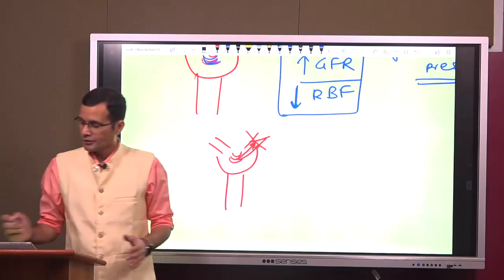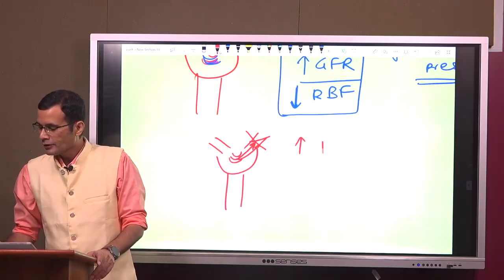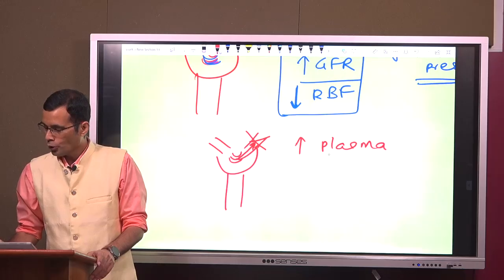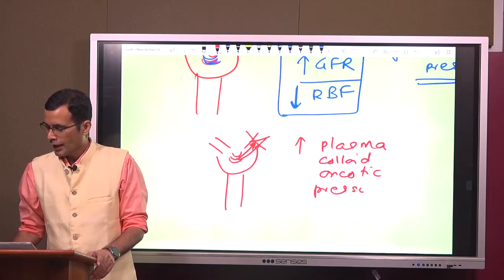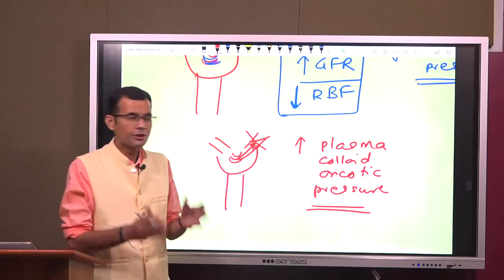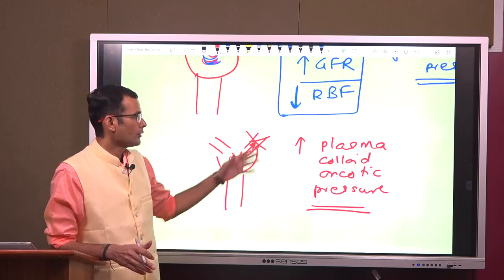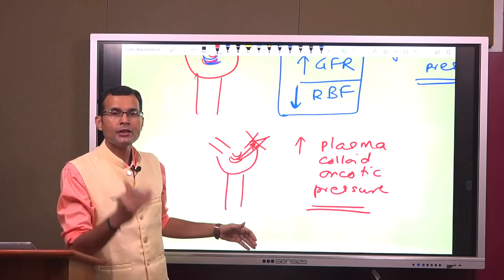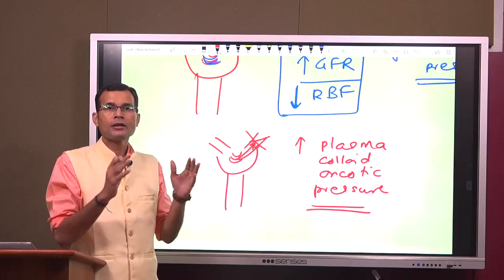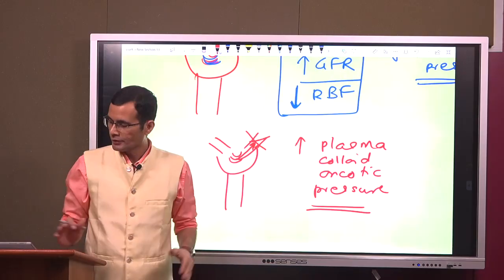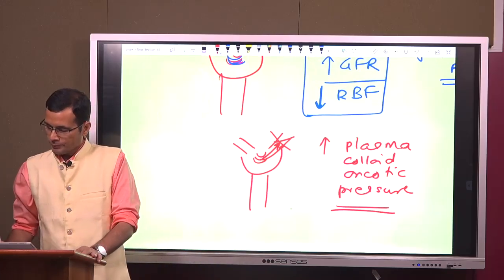What will be the result? There will be increased plasma colloid oncotic pressure in the glomerular capillaries. And remember, here is a force that opposes filtration. So, that pressure increasing means GFR will eventually decrease. Remember this, there is a decreased GFR.